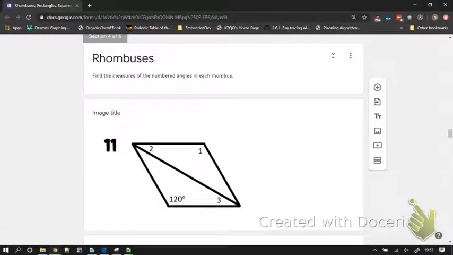All right, Geometry Advanced, I had a couple questions about the homework, so I'm going to talk through a couple of those. I only got requests for 11 and 12, so let's start with 11.